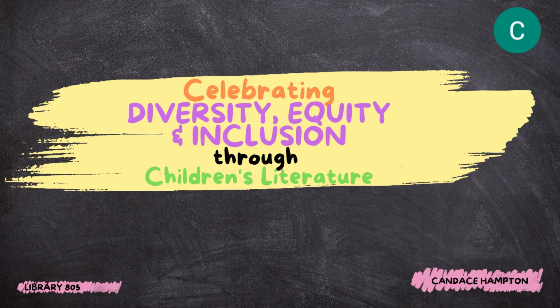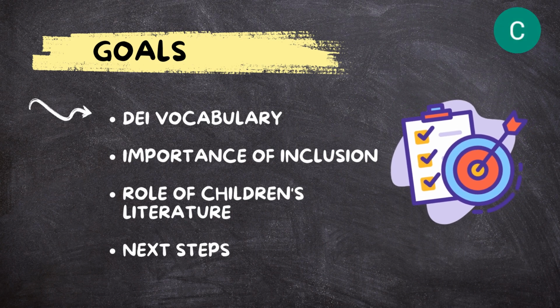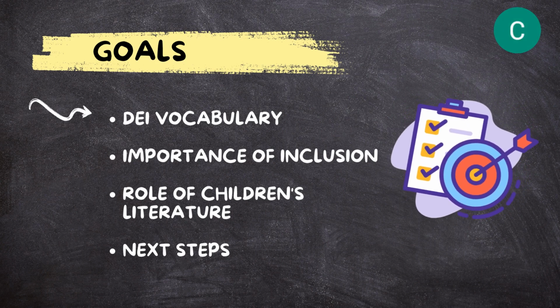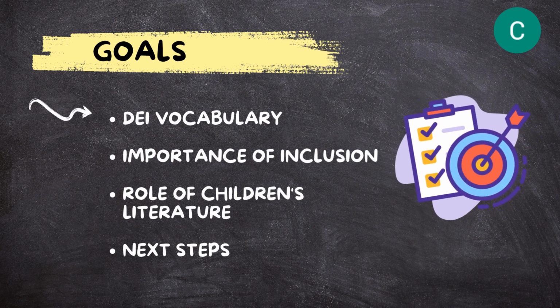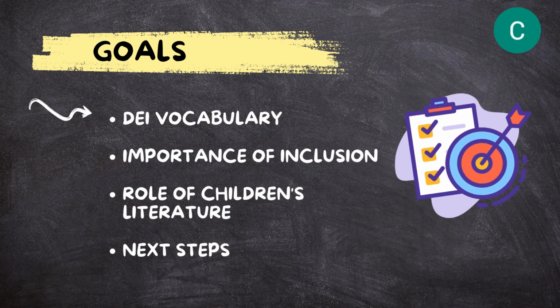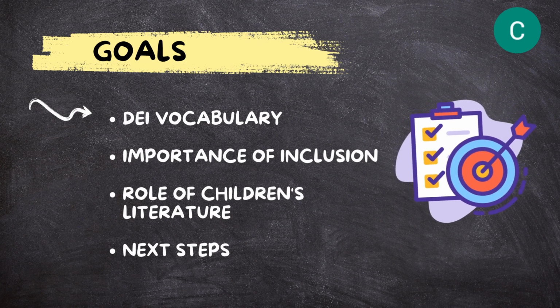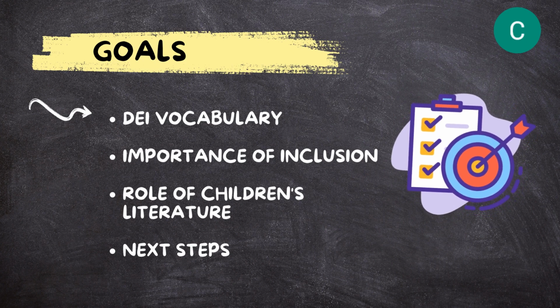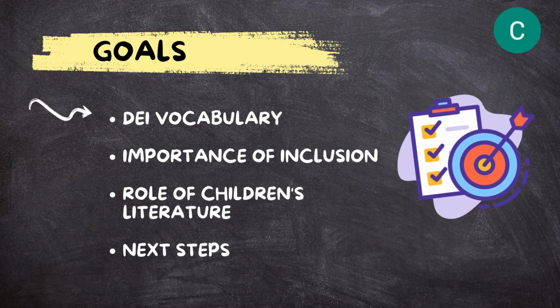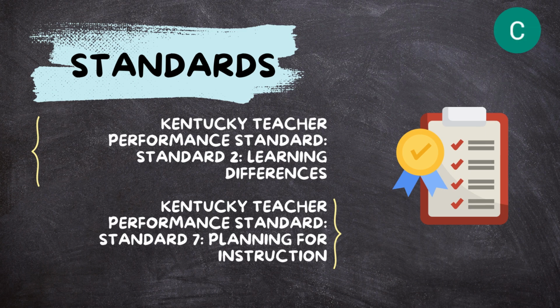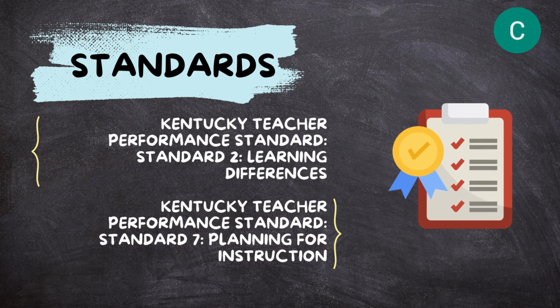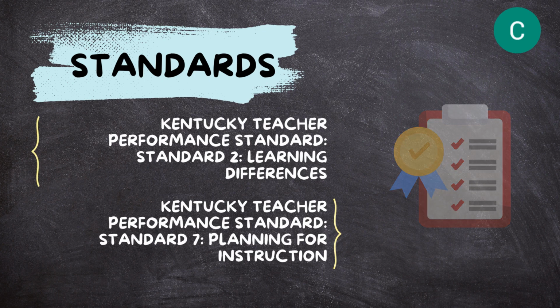Hello, and welcome to Celebrating Diversity, Equity, and Inclusion through Children's Literature. Our goals for today are to determine what diversity, equity, and inclusion are, the importance of inclusion, how children's literature can help us address these issues, and what we can do in the classroom. The standards I'm covering today are the Kentucky Teacher Performance Standard 2, Learning Differences, and Standard 7, Planning for Instruction.